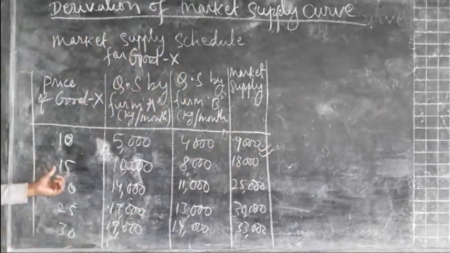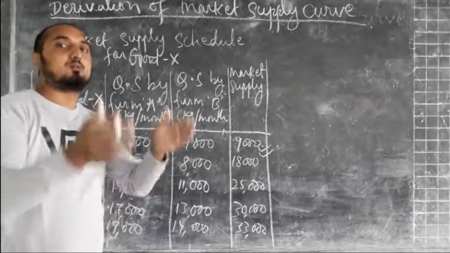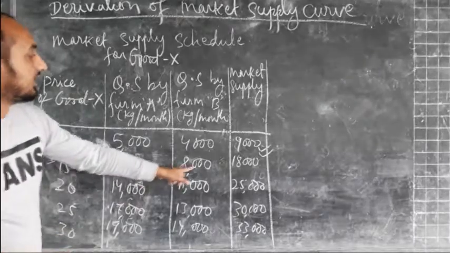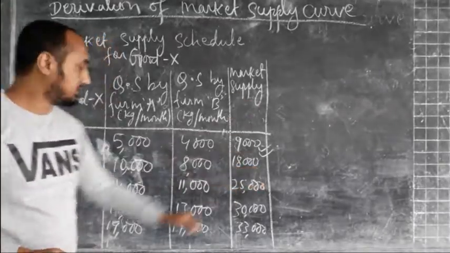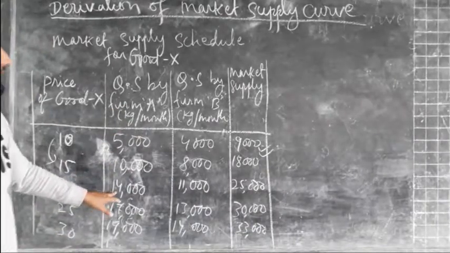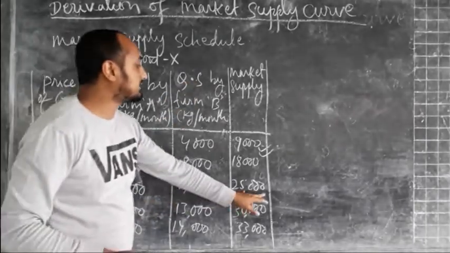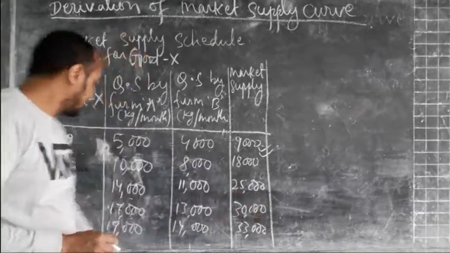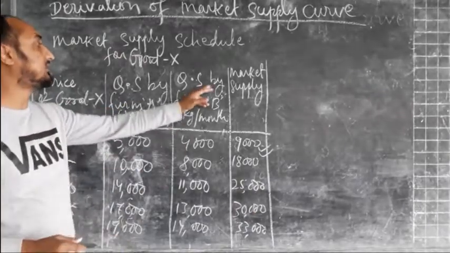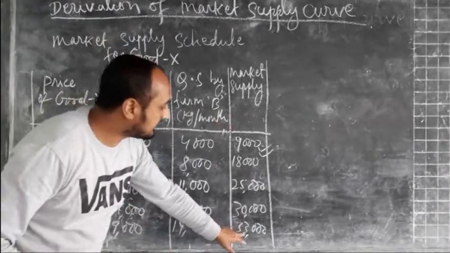Similarly, for the next one, when price increases from 10 to 15 rupees, we can see that the quantity supplied by both firm A as well as firm B is increasing. So 10,000 plus 8,000, here market supply is 18,000. Similarly, for price 20, the quantity supplied by firm A is 14,000 and by firm B we have 11,000. So the total quantity supplied, or market supply, we have 25,000. When price is 30, the quantity supplied by firm A we have 90,000 and the quantity supplied by firm B we have 14,000. So the total market supply we have 33,000.